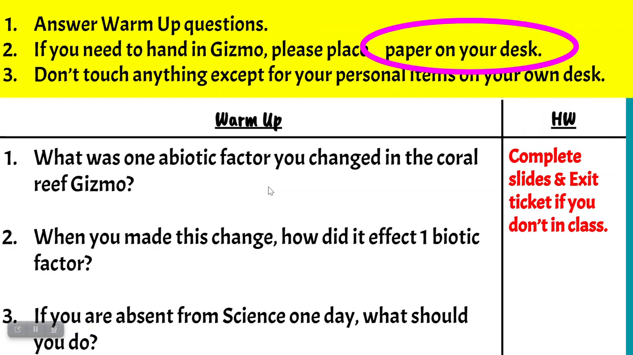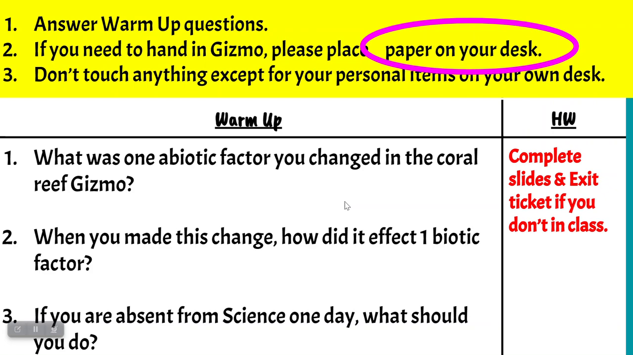All right, so our warm-up, we thought about what was one abiotic factor you might have changed in your coral reef gizmos. And when you made the change, how did it affect one biotic factor? A lot of people talked about how they changed the temperature. If you raised the temperature over time, it probably caused some of the coral to bleach and may have reduced your number of coral species or the number of fish species. So the things that you changed did affect your ecosystem. And so you just want to think about that. Just kind of remember that we did some changes and we had some effects.